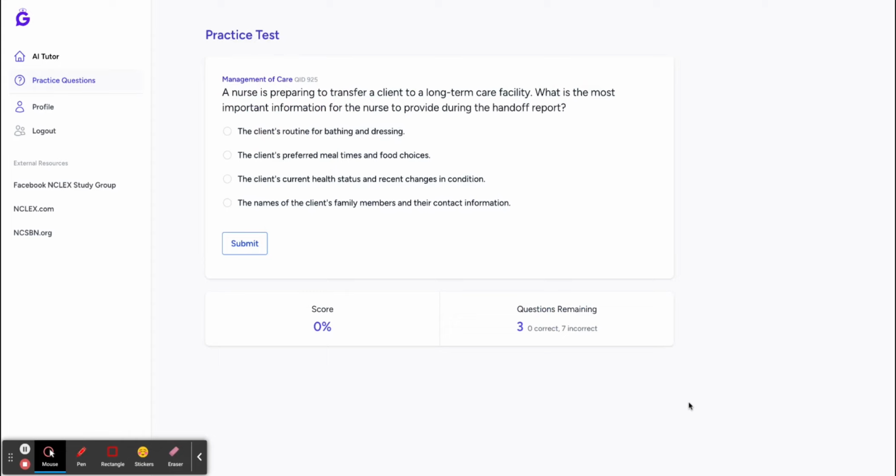A nurse is preparing to transfer a client to a long-term care facility. What is the most important information for the nurse to provide during the handoff report? Is it A. The client's routine for bathing and dressing? B. The client's preferred mealtimes and food choices? C. The client's current health status and recent changes in condition? Or D. The names of the client's family members and their contact information?